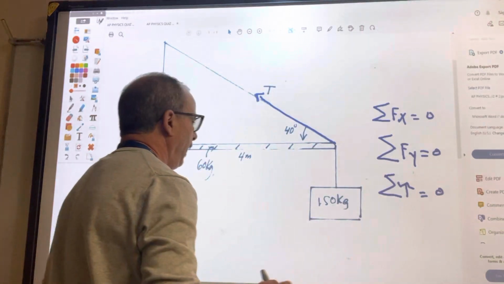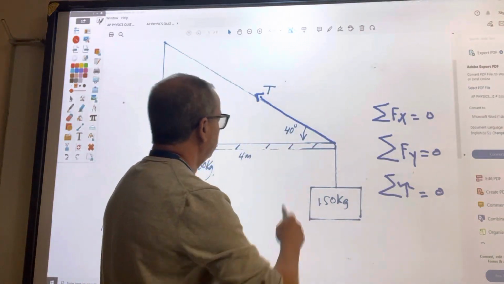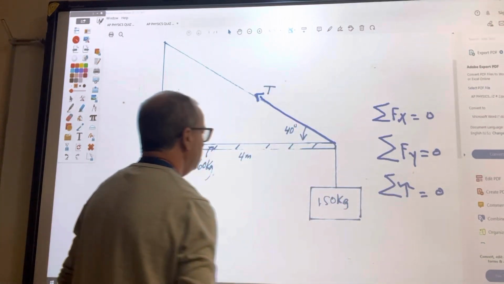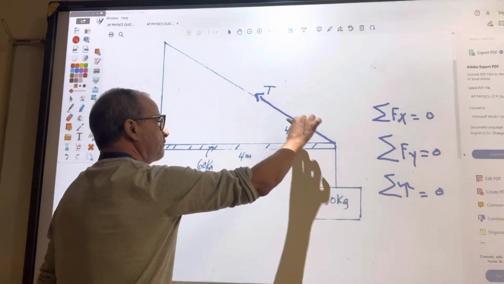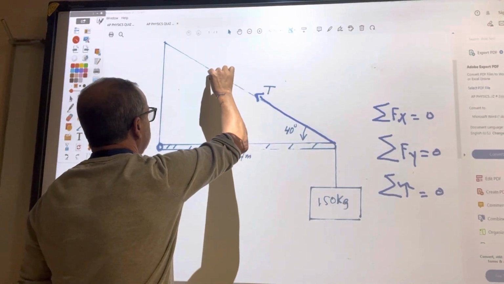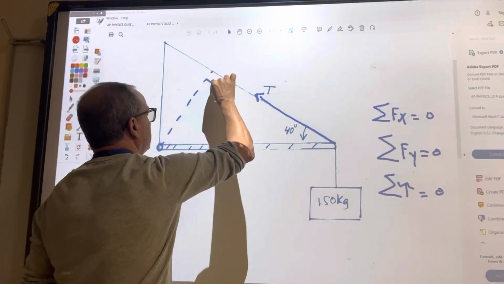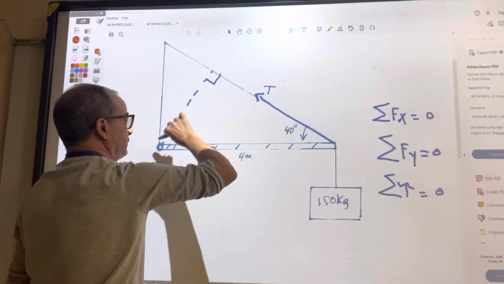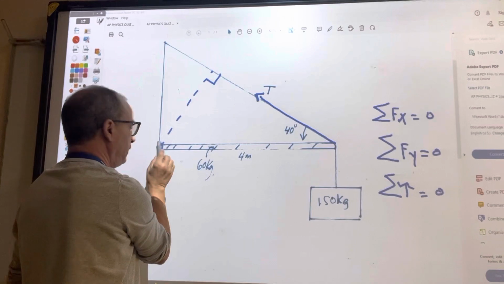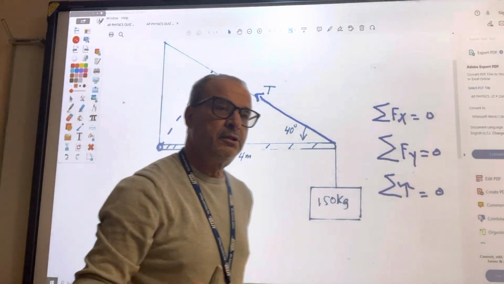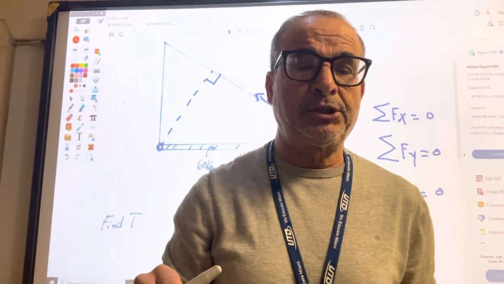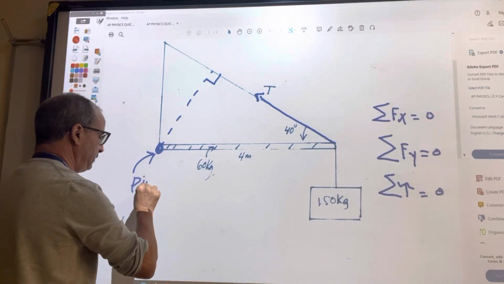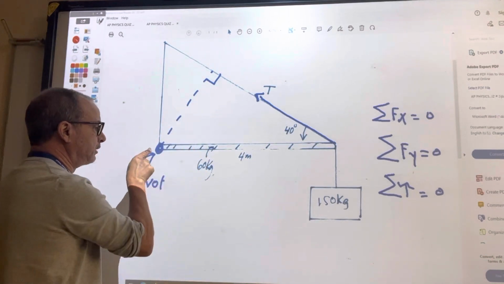Because they're asking for tension, we're actually just going to use the sum of the torques equals 0. Because this force here is going to produce this. We have a 90-degree angle. Remember, the tension, the force, has to be perpendicular to the distance coming from the pivot. So we are choosing this point as the pivot, which means we're going to rotate about this point.